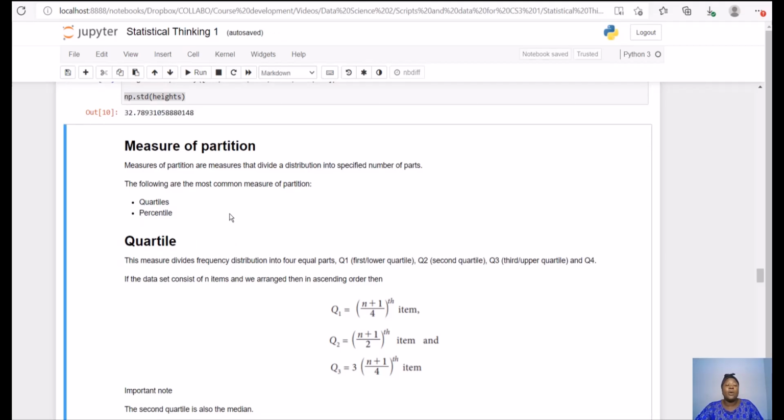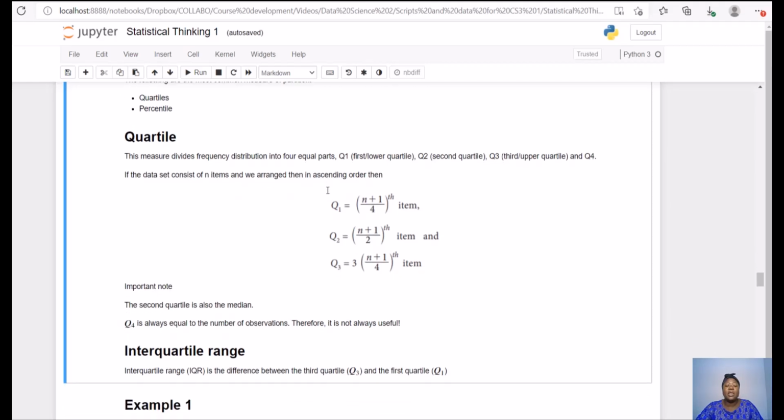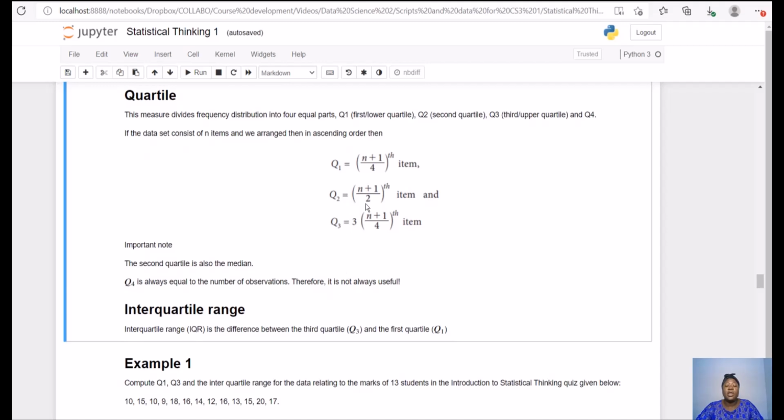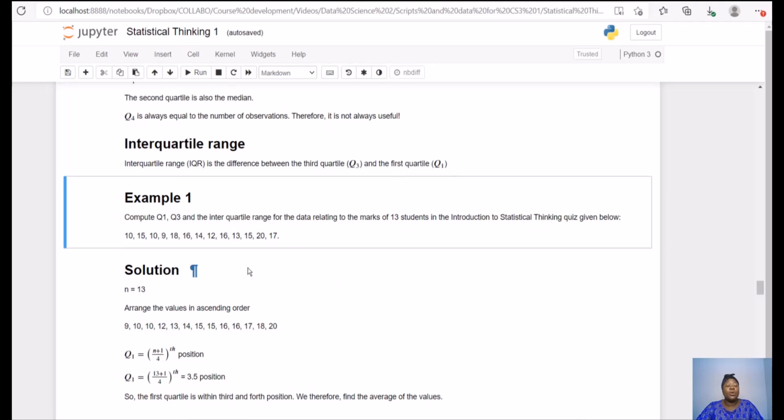So lastly, we'll talk about measures of partition, which are measures that divide your distribution into a specified number of parts. We had discussed earlier what a quartile is and what a percentile is, and these are the formulas to calculate them, and also for the interquartile range, which is the difference between Q1 and Q3. So I'm going to show you an example: you should compute the first quartile, the third quartile, and also the interquartile range for the data relating to marks of 13 students in Introduction to Statistical Thinking. These are their values, ranging from 10 to 17.